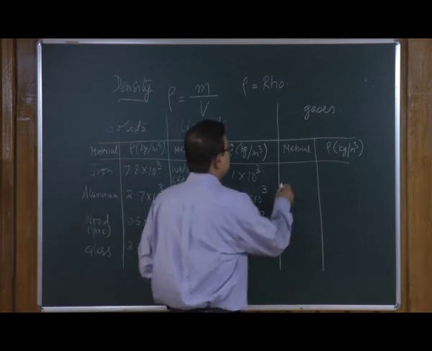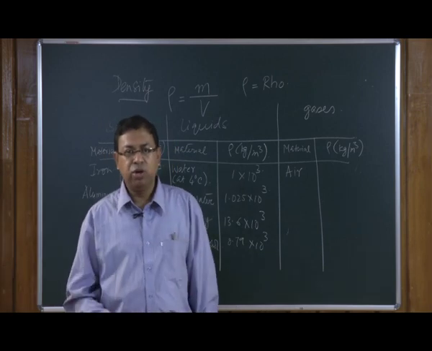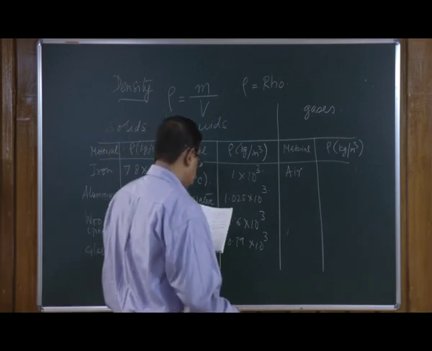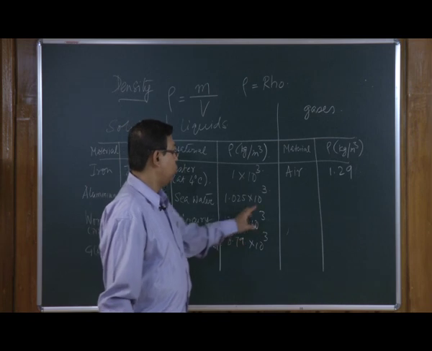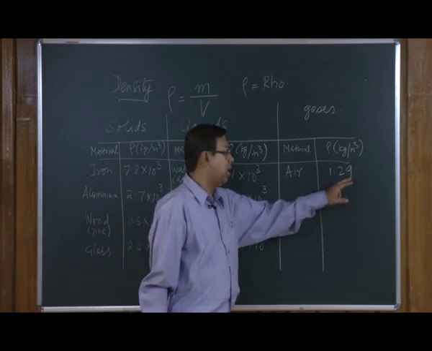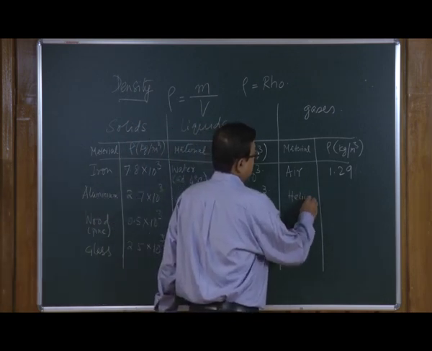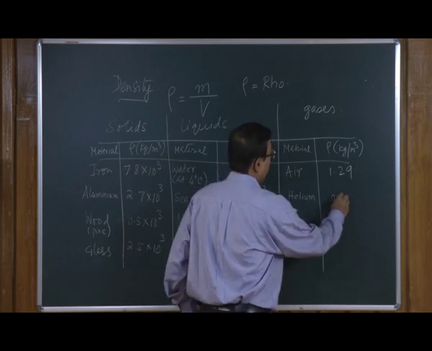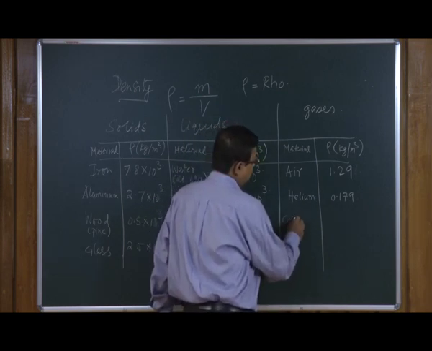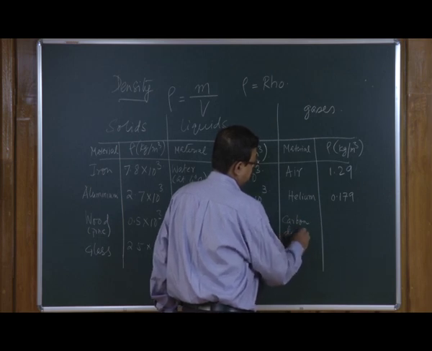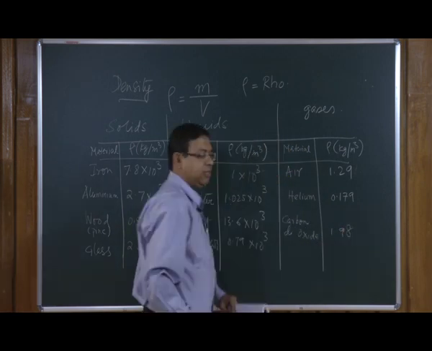Now, let us go to the gases. This is air, which as you know is a mixture of nitrogen, oxygen and other gases, and this is 1.29. Remember, there is no 10 to the power 3 here, it is simply 1.29 kg per meter cube. Helium gas is 0.179 kg per meter cube, and carbon dioxide has 1.98 kg per meter cube.